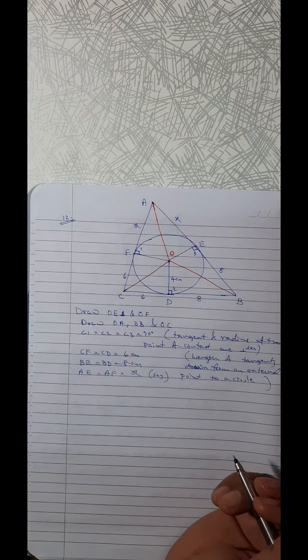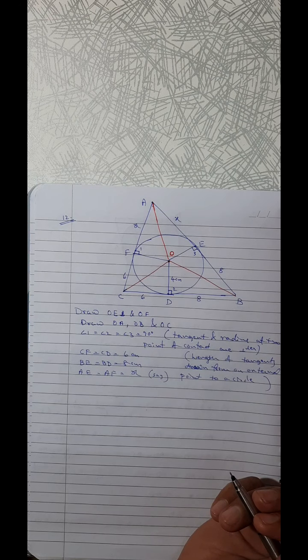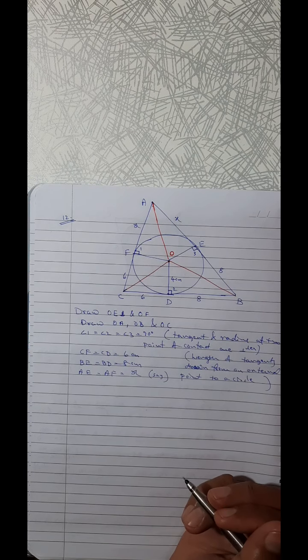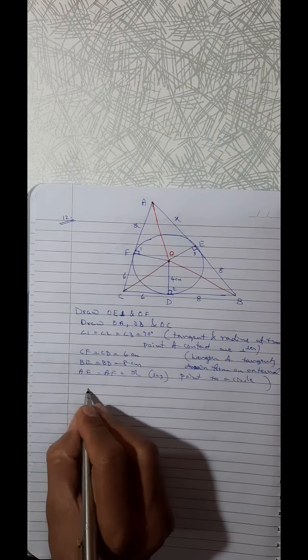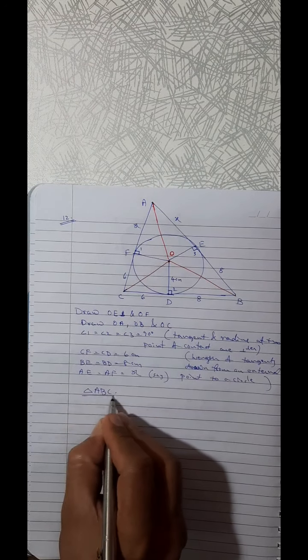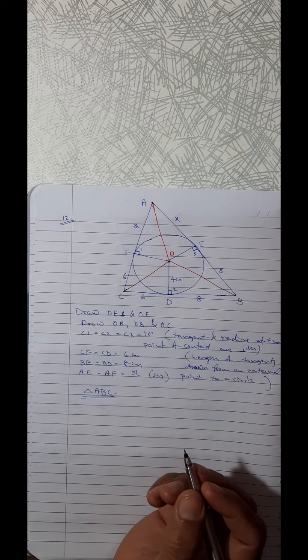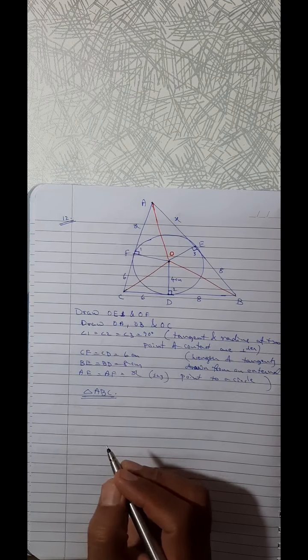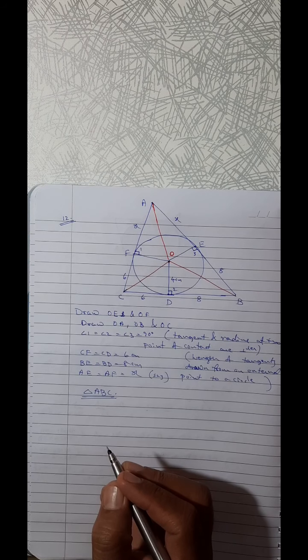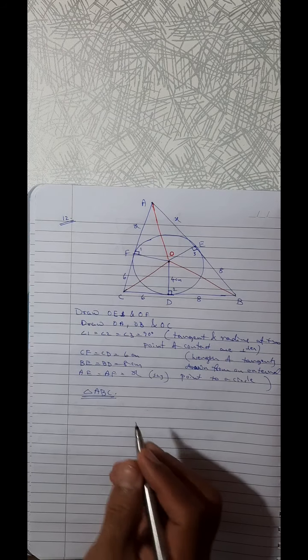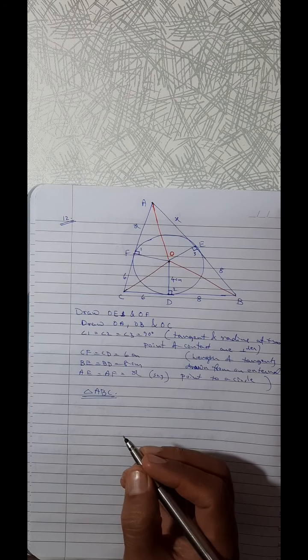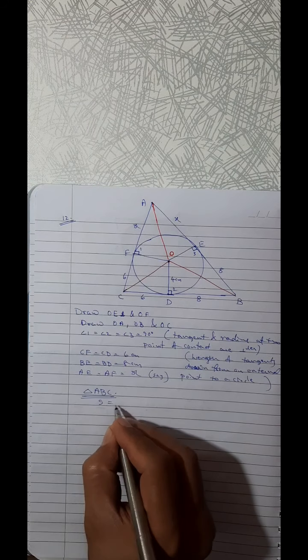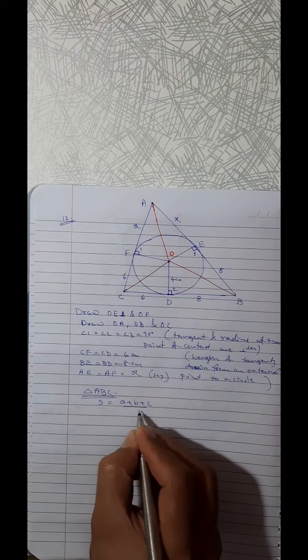Okay, now we will find the area of triangle ABC in two ways. Using two methods we can find the area of the triangle. First we will think about Heron's formula. Triangle ABC: area of triangle equals square root of s into s minus a into s minus b into s minus c, where s is equal to a plus b plus c by 2.